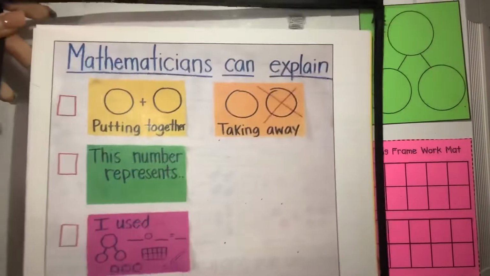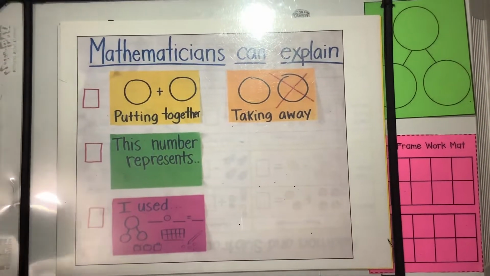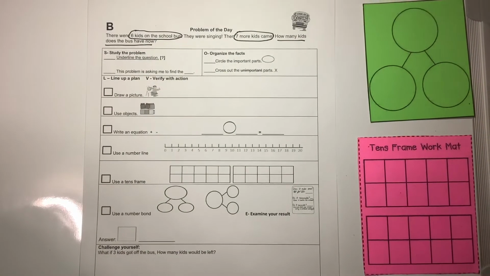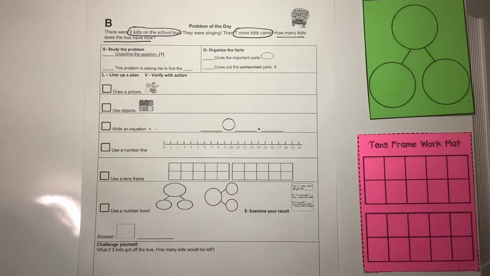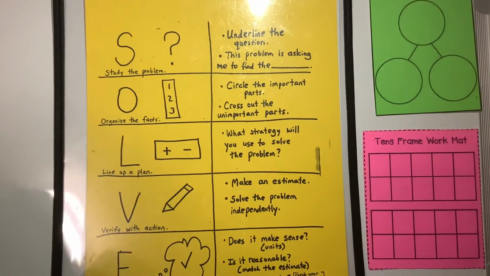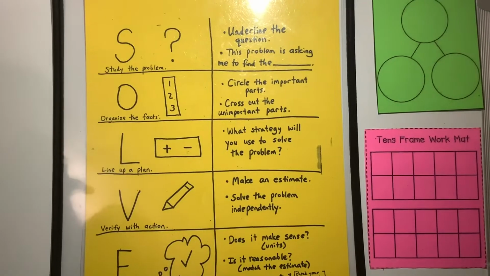When we think about lining up a plan, we think about what type of problem this is. Is this a putting together problem? Is this a takeaway problem? And most recently, is this a decomposition problem? Then, once we know we have a plan, we have to verify our plan with action, and that's where all our strategies and tools come in.